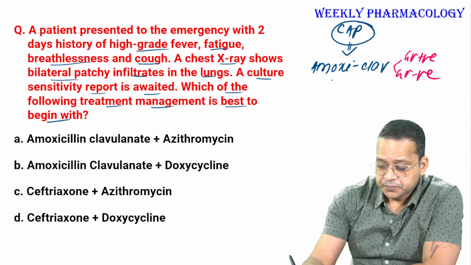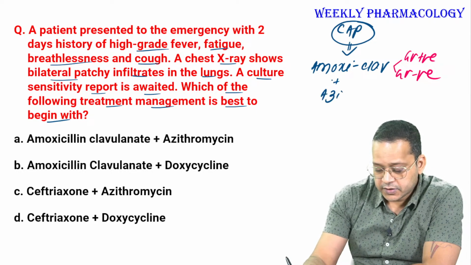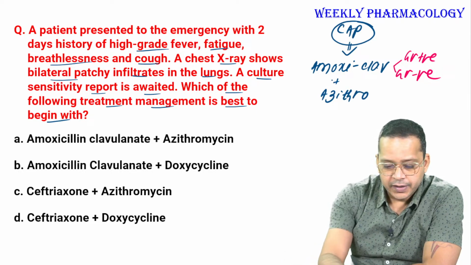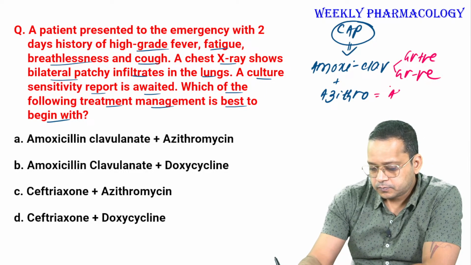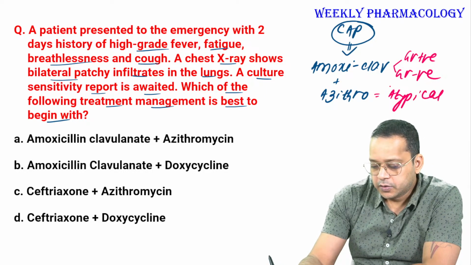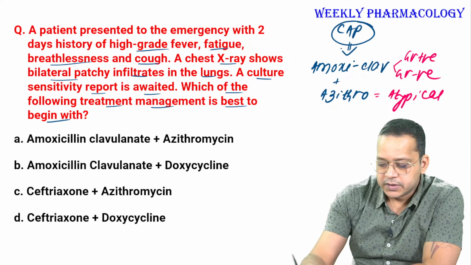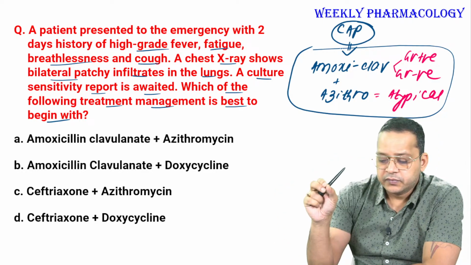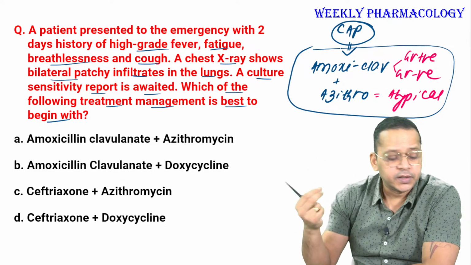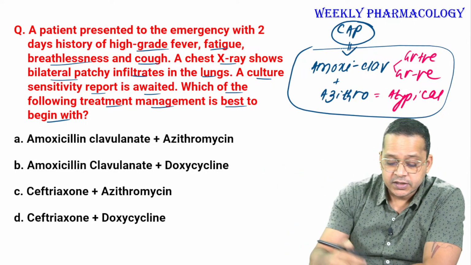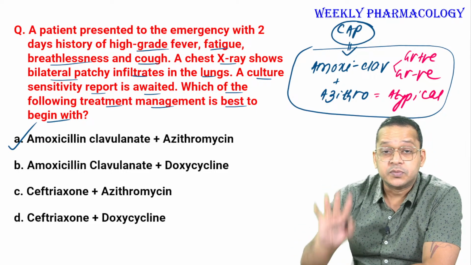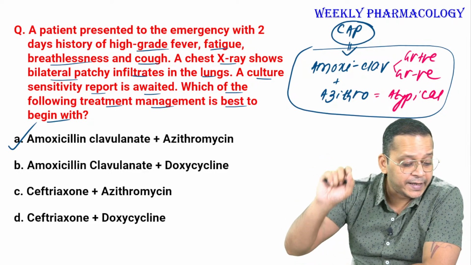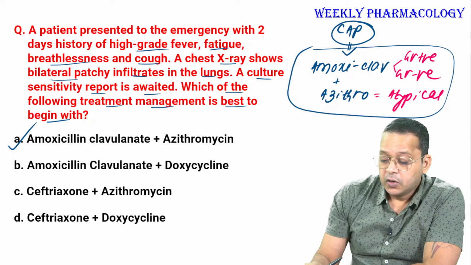Plus, I start on azithro. As all of you know, azithro can cover the atypical organisms. So by doing this, as an empirical treatment, I'm able to cover gram positive, negative, as well as atypical organisms. There is a reason why I'm really proud of all of you guys. Most of you have given the answer right. Option A is the right answer.